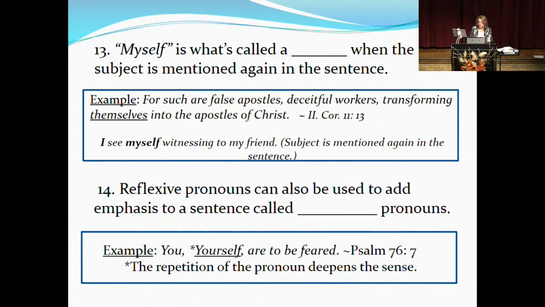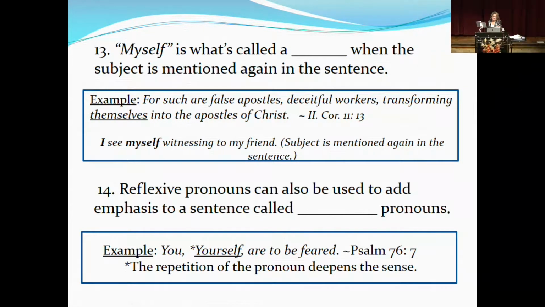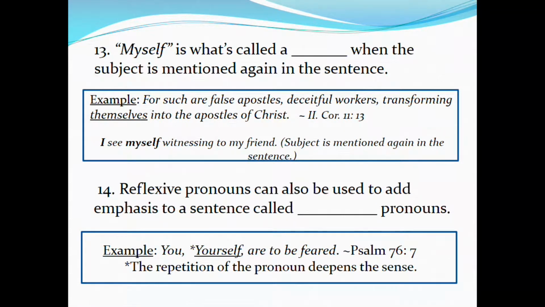Because the reflexive pronoun is the right choice when the subject is mentioned again in the sentence, as you see in the example that I noted. I see myself witnessing to my friend. And I say that because you'll hear a lot of people use it wrongly. It's problematic to many people when they're speaking or when they're writing.